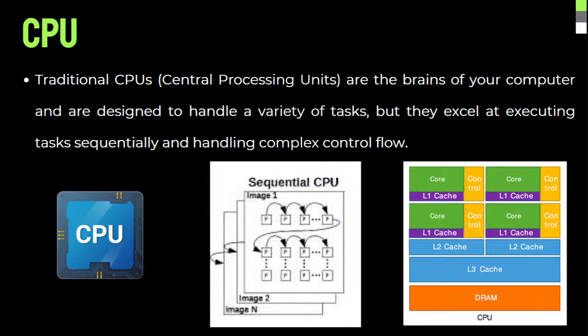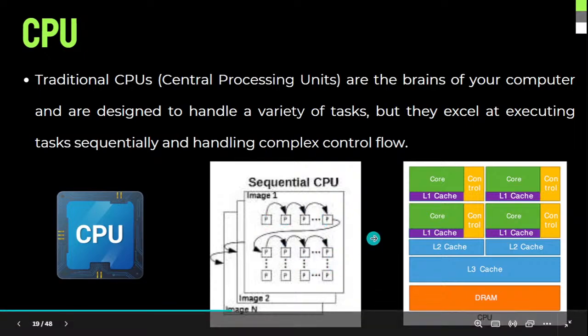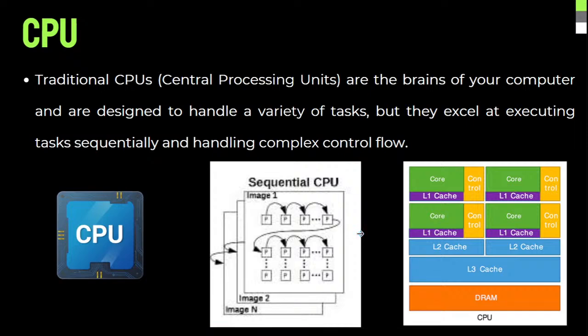Actually, when you look at the traditional CPU, the central processing unit is the brain of your computer, which does all the tasks. They are designed to handle a variety of tasks, but they excel at executing tasks sequentially. The flow of the program is executed one by one, and it is time consuming. As you guys saw on day one, I showed you the drawing of that emoji, right? It will be drawing one by one, step by step. And the problem is it takes a lot of time.